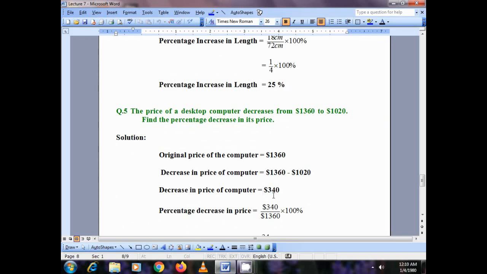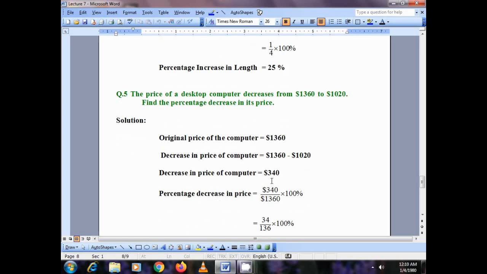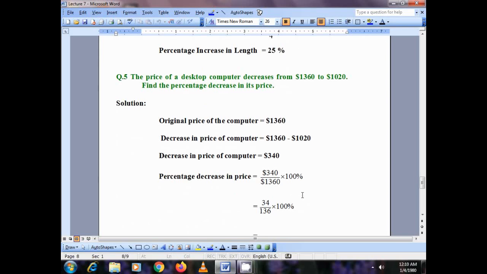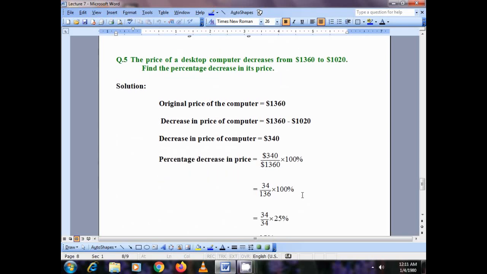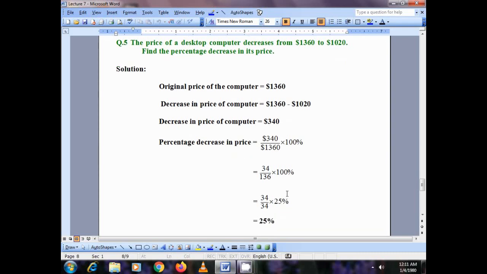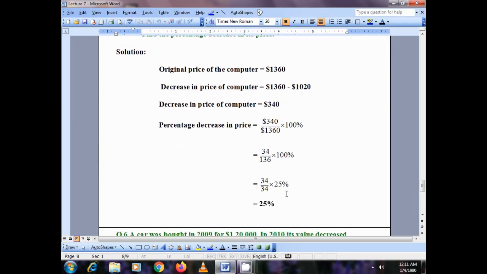Now let's convert this $340 into a percentage. So the percentage decrease in price will be the discount, which is $340, divided by the original price, which is $1,360, multiplied by 100%. Now simple calculation. First of all, let's cancel this 0 from 340 with the 0 of 1,360. So we have left 34 divided by 136 multiplied by 100%.